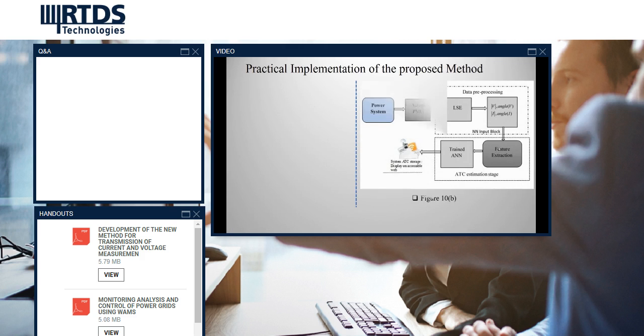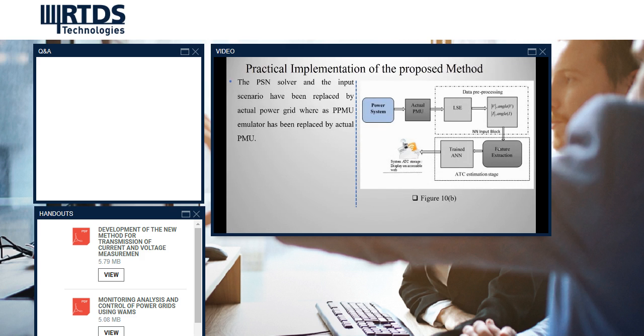In case of practical implementation, the power system would replace the PSN solver, and the PPMU emulator would be replaced by the actual PMU. And then after the data pre-processing stage, the ATC estimation would be done using the trained ANN.